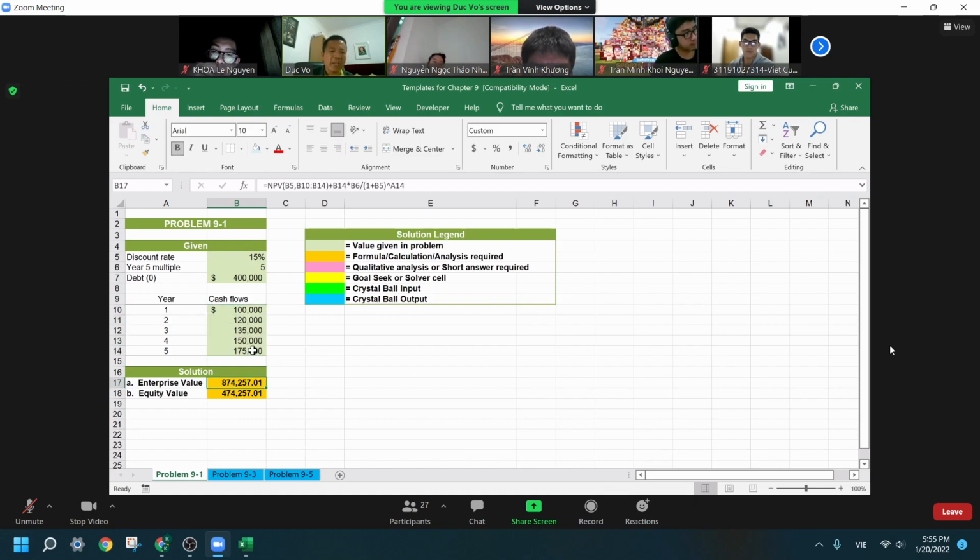And for the enterprise value, you subtract the debt amount, so then you go to the equity value. That's simple. So enterprise value is simply the present value of all the expected cash flow you are going to receive.